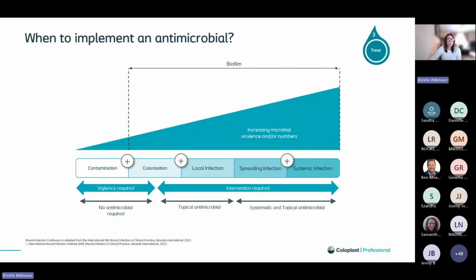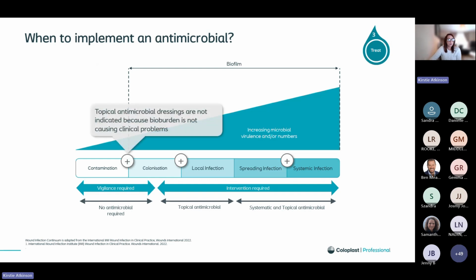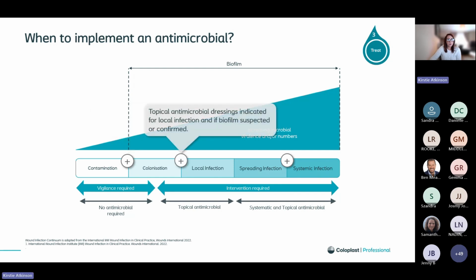Now, if we go back to the wound care continuum, when would we implement an antimicrobial to give it the best use and also keep in line with antimicrobial stewardship? So as we said, there's no signs of an infection, there's no host response when we're looking at a contaminated or colonizing wound. So we wouldn't need to do anything here. There isn't an antimicrobial that's required. When it comes to your local infections, or if you believe a biofilm might be forming, an antimicrobial dressing would be indicated here. So this is where you would use one.